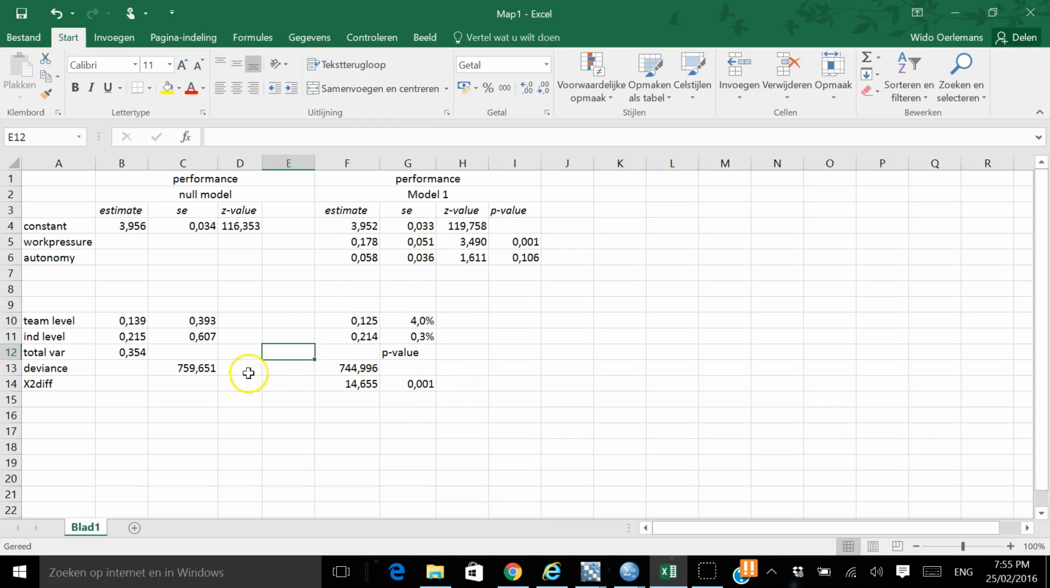So, okay. Of course, you can also calculate the variance as part of only the team level total variance or the individual level variance. But I leave it here. So we have two variables, work pressure and autonomy. And you see here that you predict something of the variance, but not a lot. Okay, let's move on to the next video where I will add team level or group level variables. Okay.